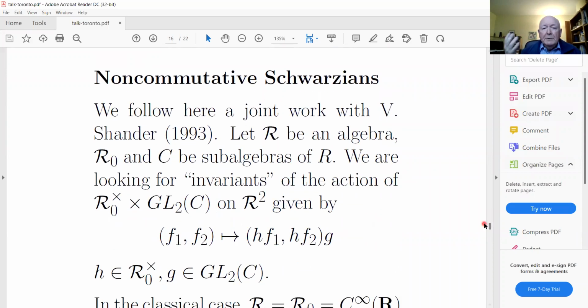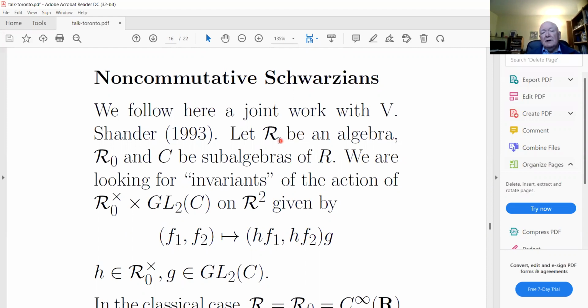Okay, now let me talk about non-commutative Schwarzians, and basically I will start with the old paper, the joint paper with Schander, who was actually a big expert on superalgebras. And so let me formulate our approach to these Schwarzian derivatives.